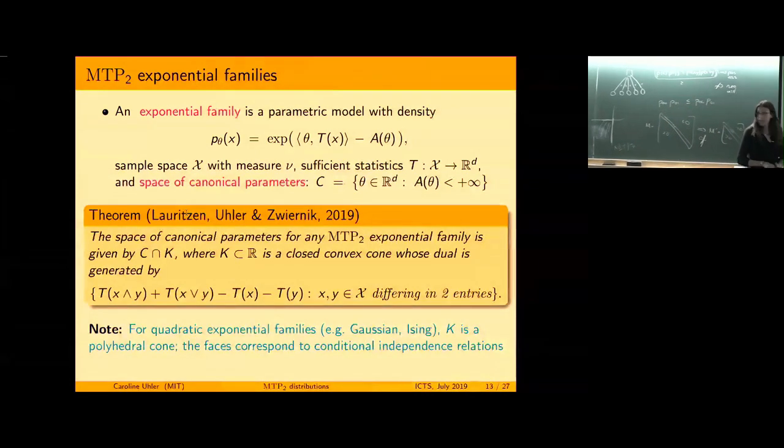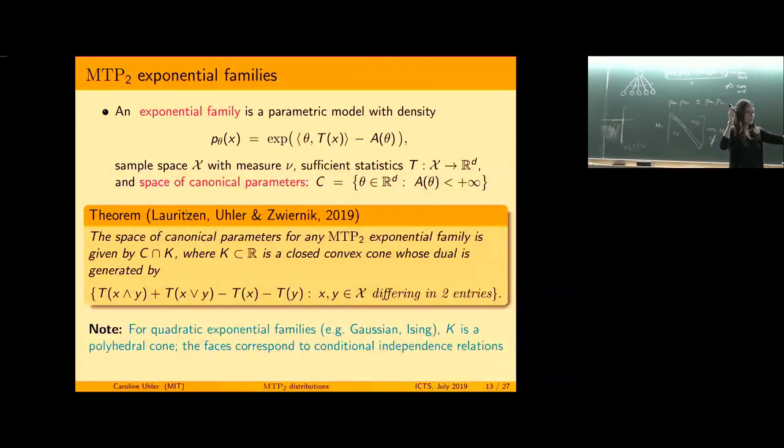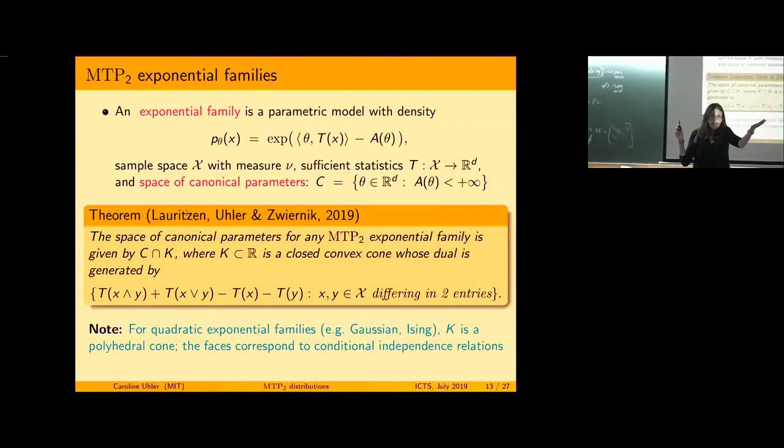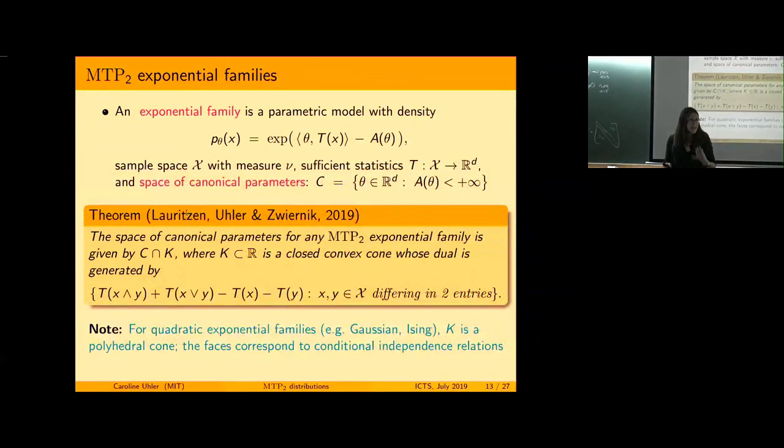So like in the Gaussian setting, if I have one of these be 0 in the inverse covariance matrix, it means that x is independent of y given everything else. And this is true in general for any quadratic exponential family. So this already tells you that it's a very nice implicit constraint. It implies that I have a lot of conditional independence relations.